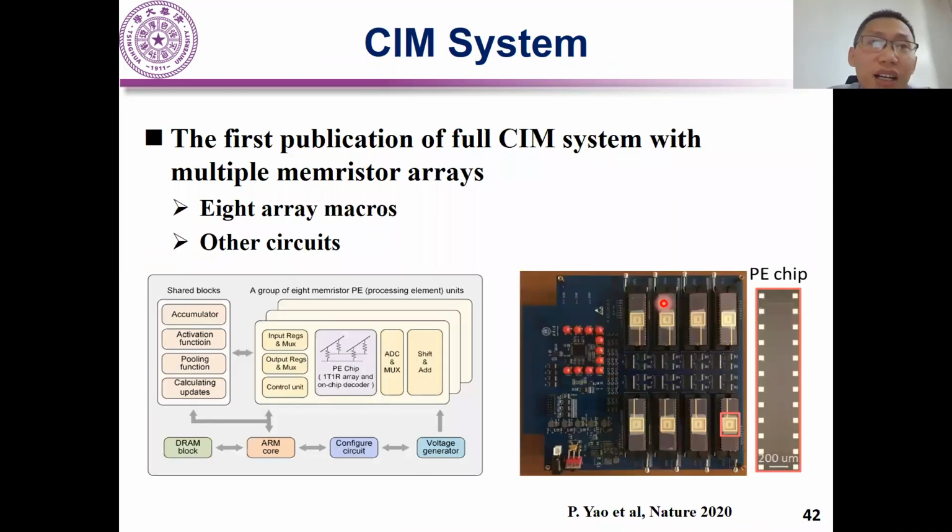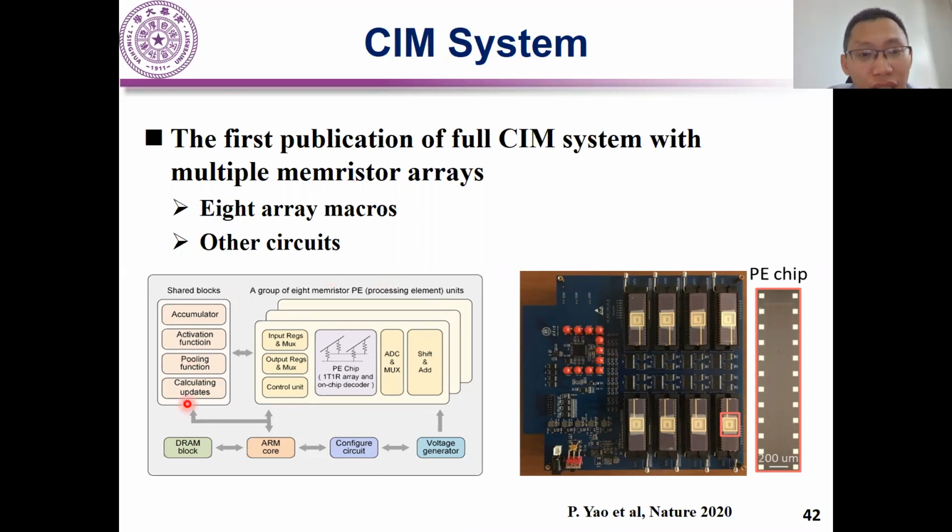Finally, we designed a full CMOS system with multiple analog RRAM arrays. So this is one RRAM array, and here you can see on this PCB we have multiple RRAM arrays. The system includes 8 array macros and all the other peripheral circuits. The energy efficiency is more than 10 TOPS per watt, about 2 orders larger than a GPU.